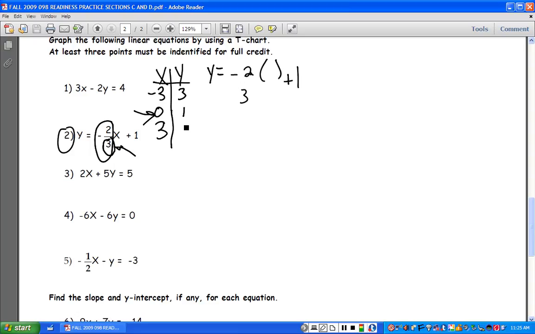And then lastly, I'm going to plug in a positive 3. Positive 3 times a negative 2 is a negative 6. Negative 6 divided by 3 is a negative 2. Negative 2 plus 1 is a negative 1.